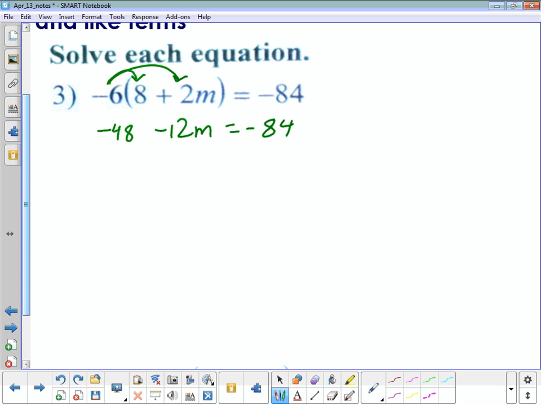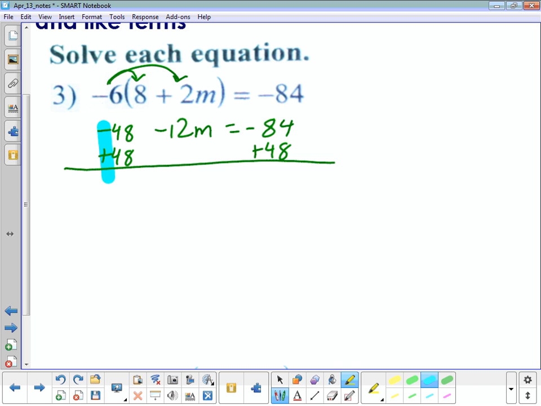Okay, so now I can go that next step. I'm trying to get the 12m by itself, so I want to get rid of the negative 48, so I'm going to do the opposite there. I'm going to add 48. Now again, I pointed this out in the last video, but do notice that these have opposite signs right there. One's positive, one's negative. That way they will eliminate each other. And then I'm going to add 48 to the other side, because whatever I do to one side, I have to do to the other.